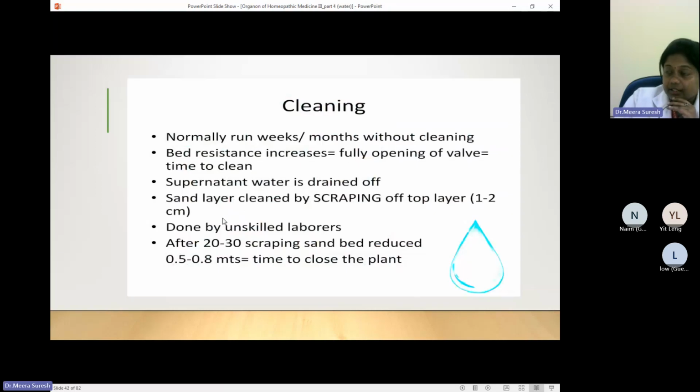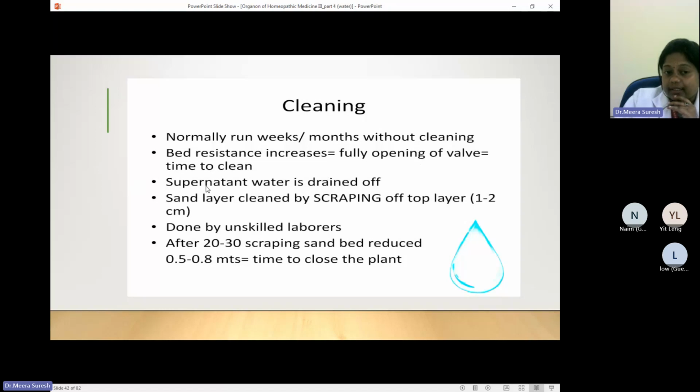Now how to clean this slow sand filter? Normally it will run weeks or months without cleaning. When the bed resistance is increasing, it will lead to the opening of the valve, and then we understand that it is time to clean.